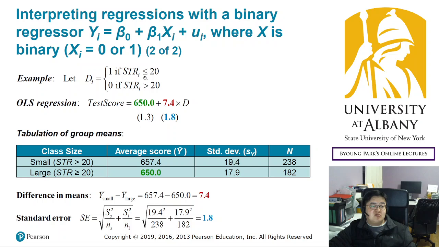Originally we used student to teacher ratio as it is, but instead of using the student to teacher ratio variable, I am going to classify the observations into two groups. One is a group that has smaller class size, less than or equal to 20, and the other group is student to teacher ratio strictly greater than 20. So 1 is assigned to small, 0 is assigned to large, and we use D, which is 1 or 0.